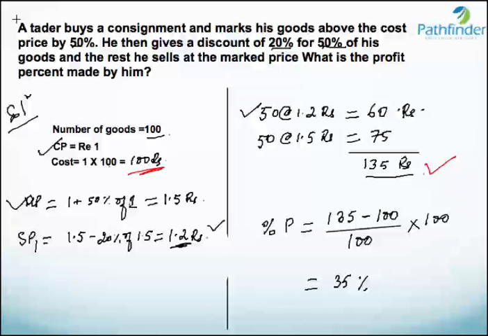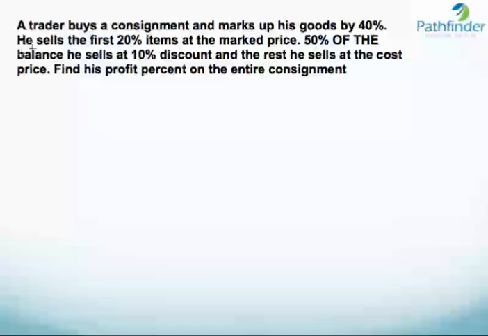Let us take a look at another similar question. A trader buys a consignment and marks up his goods by 40%. He sells the first 20% items at the mark price. 50% of the balance he sells at 10% discount and the rest he sells at cost price. Find his profit percent on the entire consignment. So let us try to solve this question.